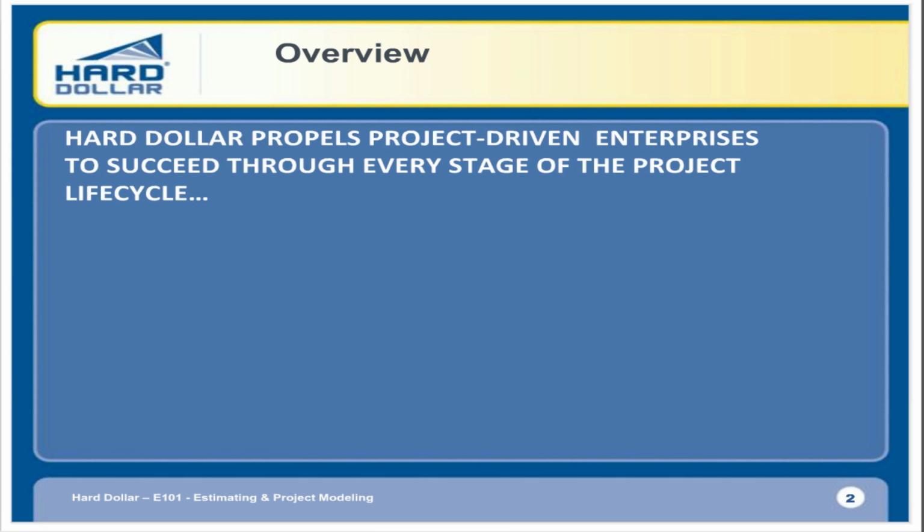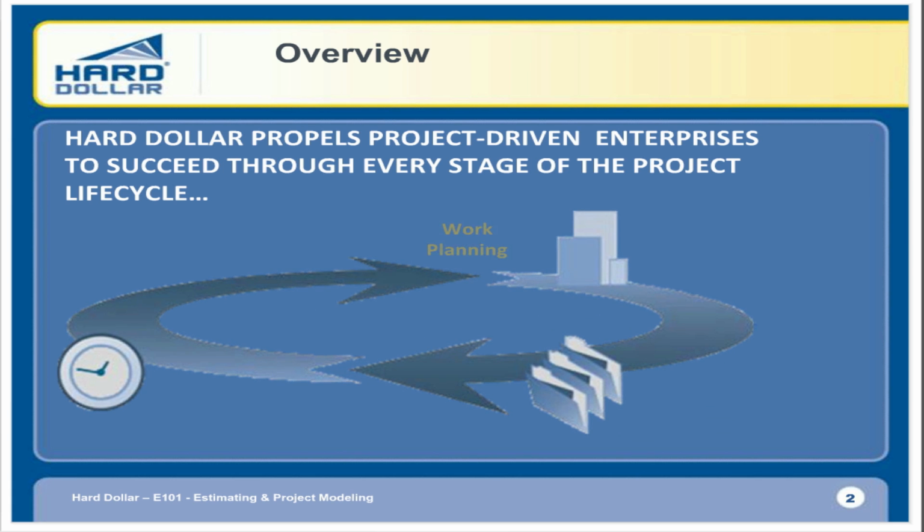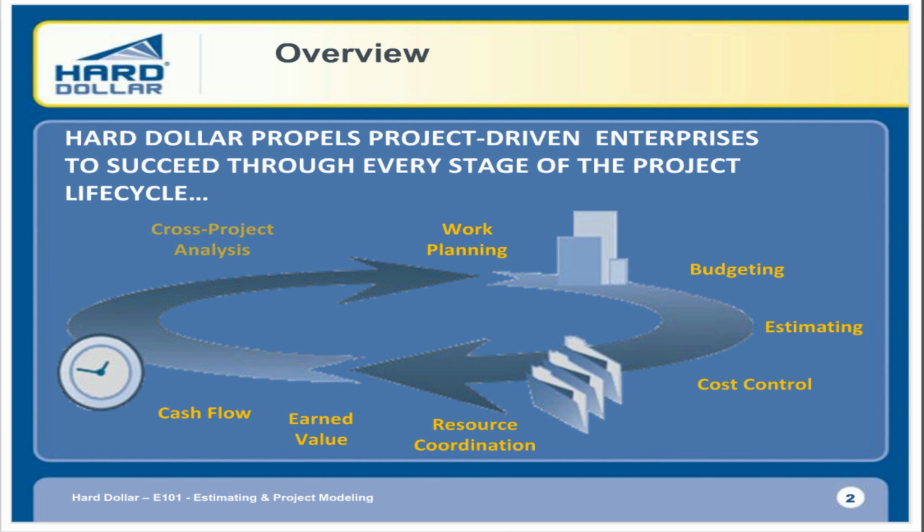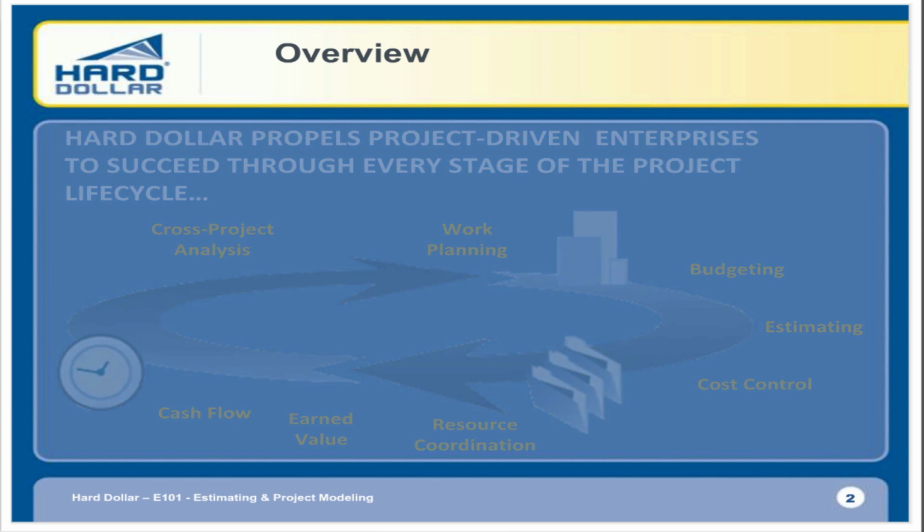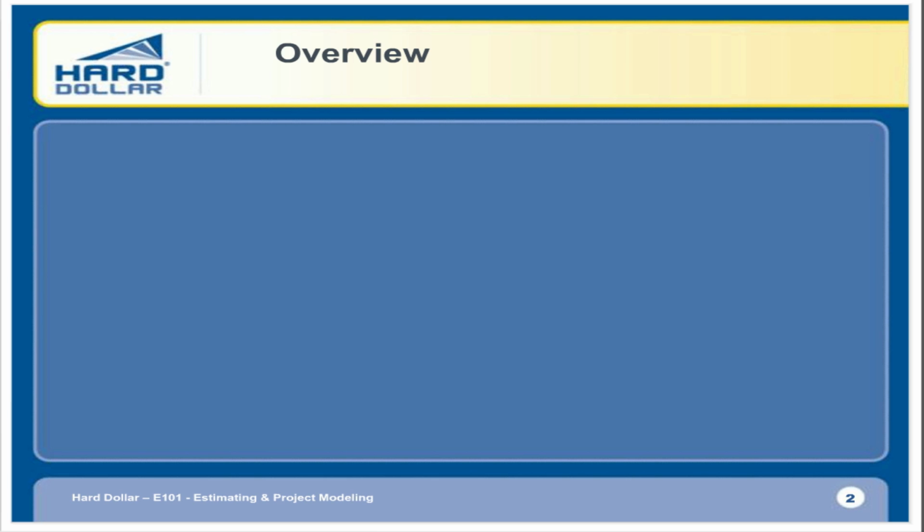Hard Dollar is designed to handle all phases of the construction operations management process. What that means to you is that this is a tool that can help you manage every aspect of your construction project, from initial project modeling and estimating to job execution and cross-project analysis. This course will focus on the first step in the process, project modeling and estimating. There are additional courses available which go into detail regarding job execution and reporting.